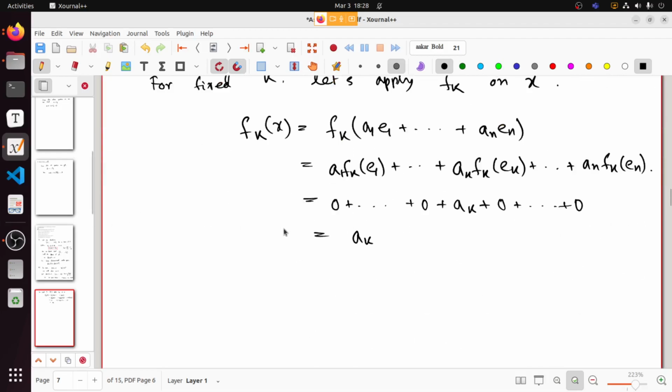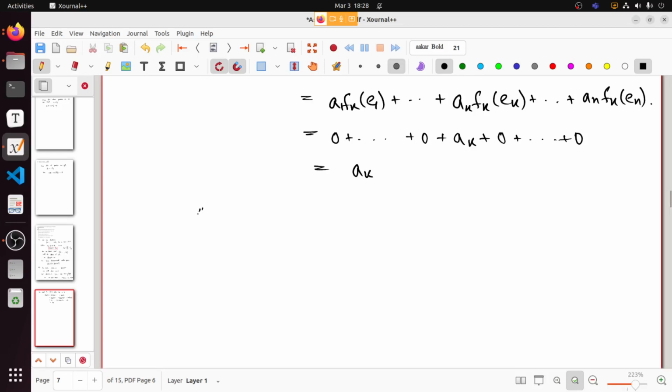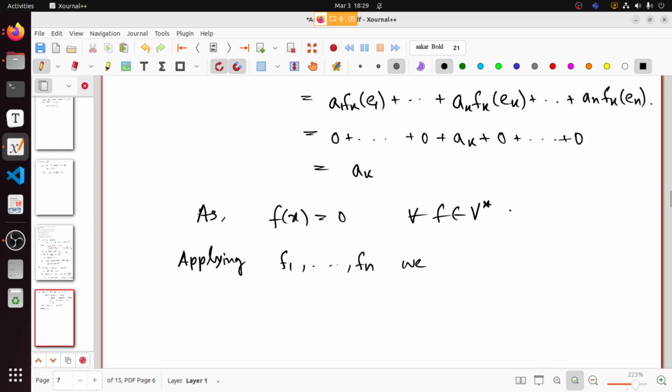Now, as f of x equals 0 for all f in V star, applying f1, f2, dot dot dot, fn, we get: f1 of x equals 0 implies a1 will be 0. Similarly, f2 of x equals 0, so you will get a2 will be 0.